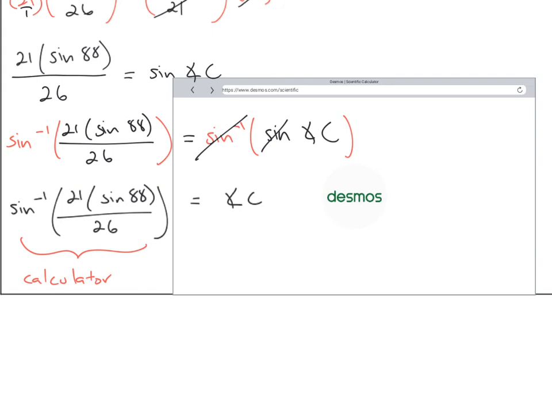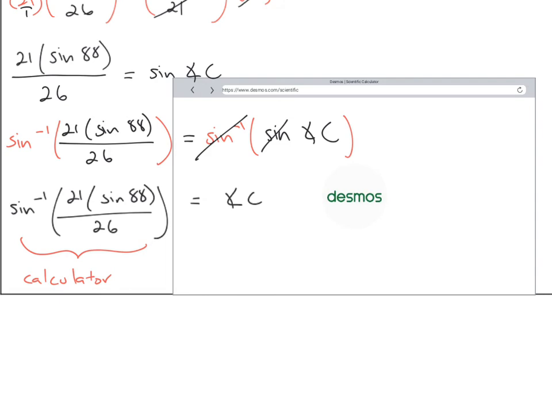All right, so in the Desmos calculator, here's what we're going to type in. That outside operation is sine inverse, so that's what we're going to type in first. Go to the function tab, type in sine inverse. And then we're going to go ahead and now type in 21 times sine of 88 degrees. We're going to close up that parentheses after 88.